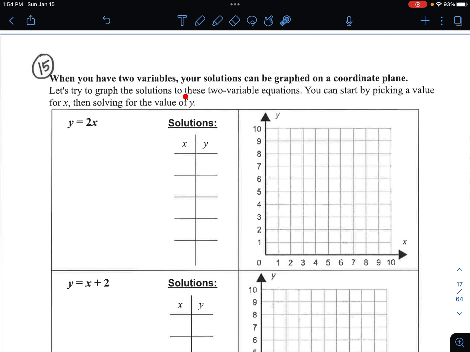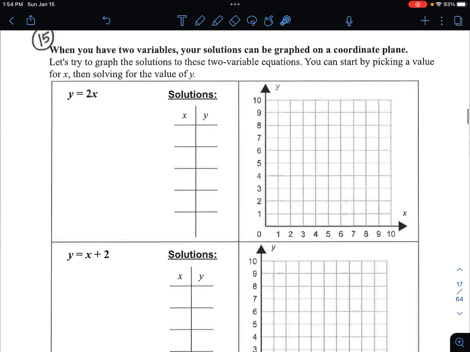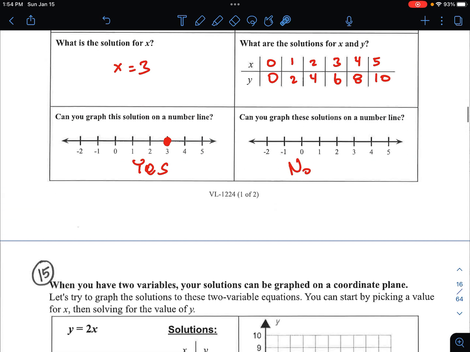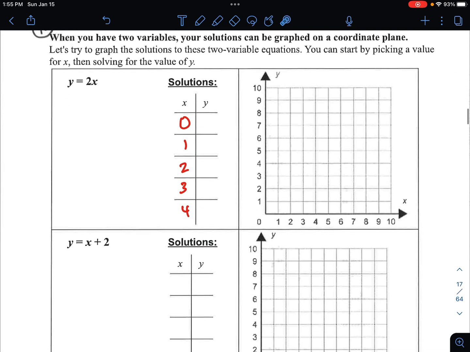So let's try to graph solutions to these two-variable equations. You can start by picking a value for x, then solving for the value of y. So we're going to pick values for x, and we're going to solve for y. I'm going to choose easy numbers. Let's see what happens when x is 0, then 1, then 2, then 3, then 4. And you'll notice this table goes downward. It's a vertical table, and this table over here is horizontal. It doesn't matter. The tables both work the same. Some people prefer vertical tables and some people prefer horizontal tables.